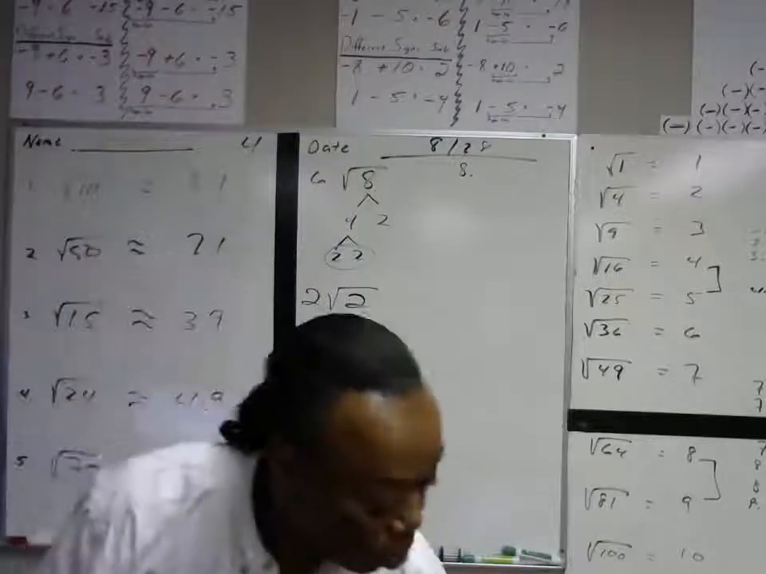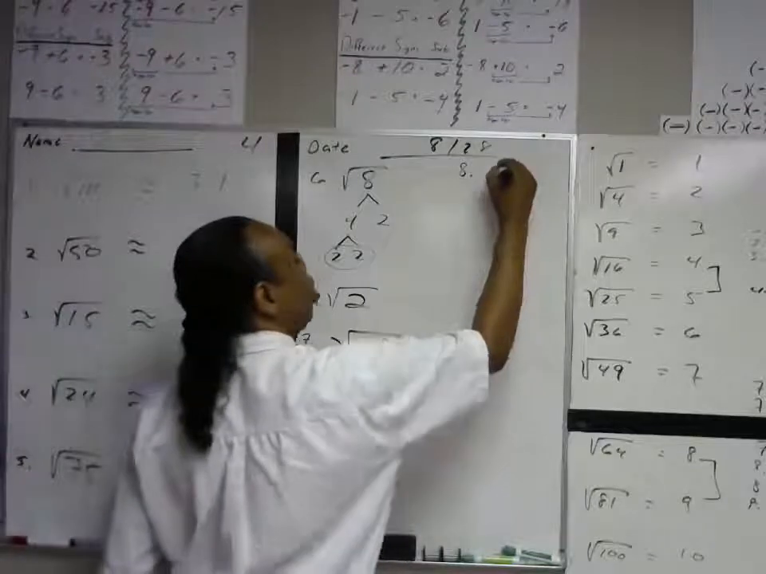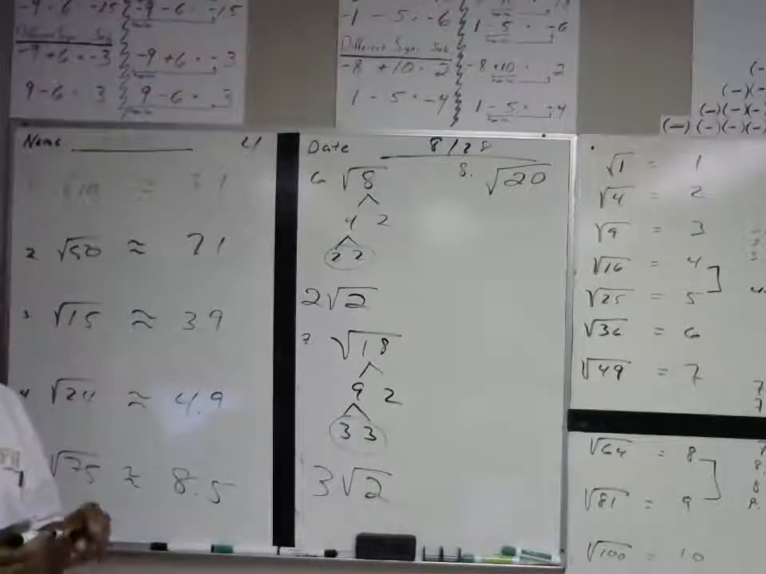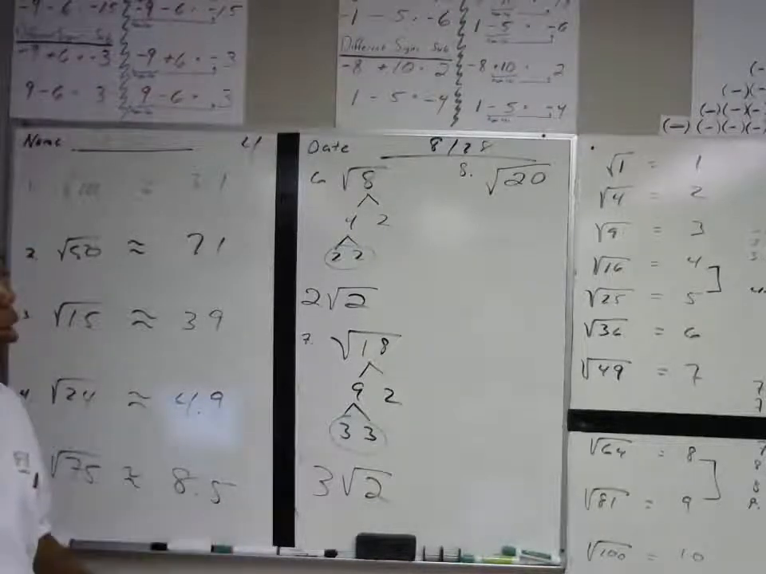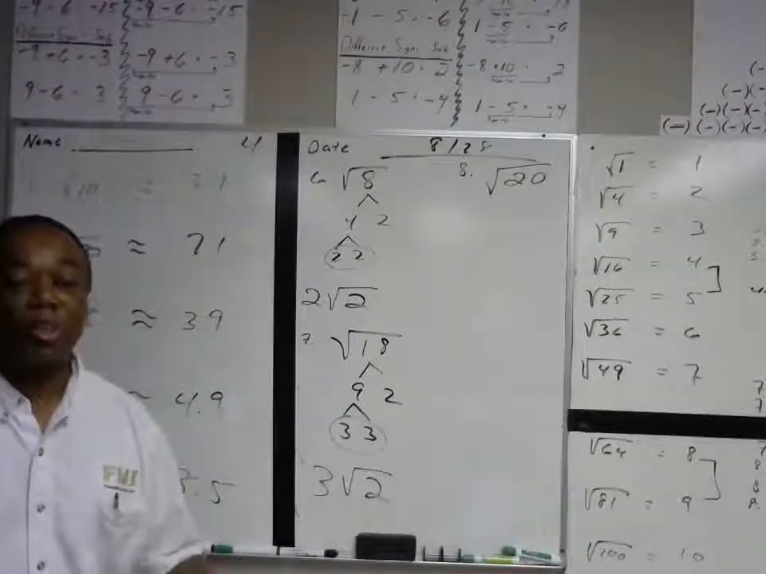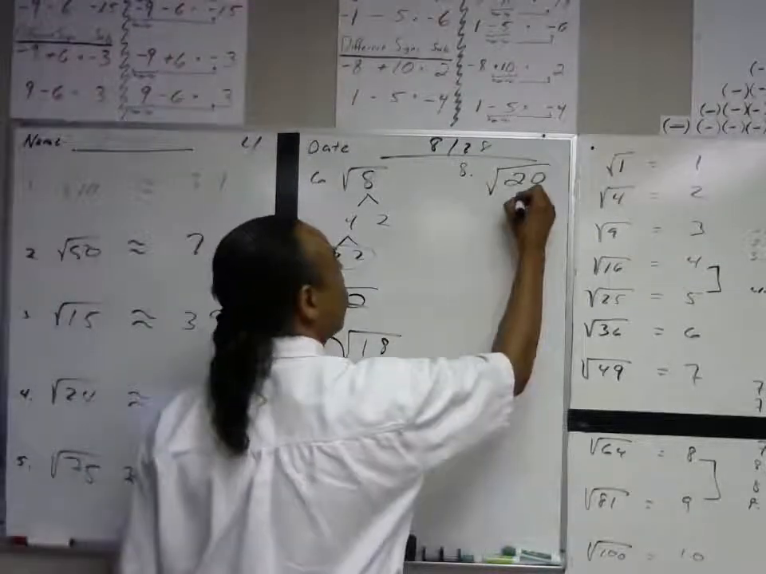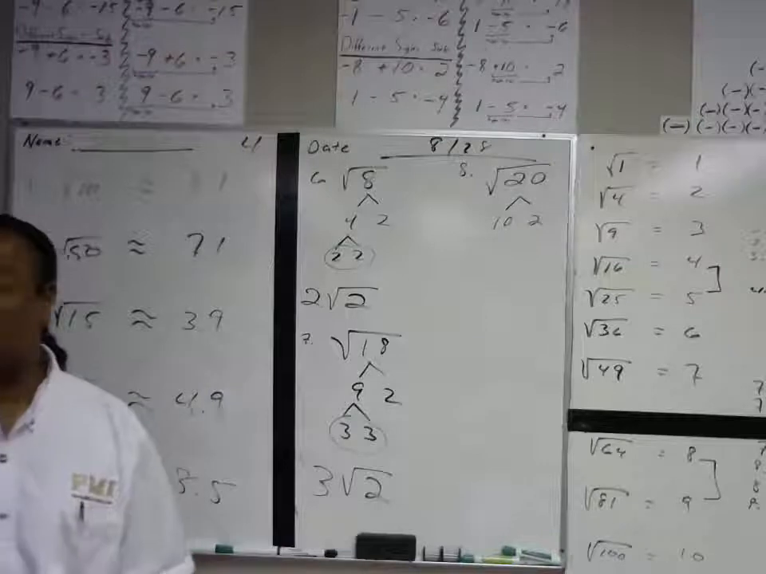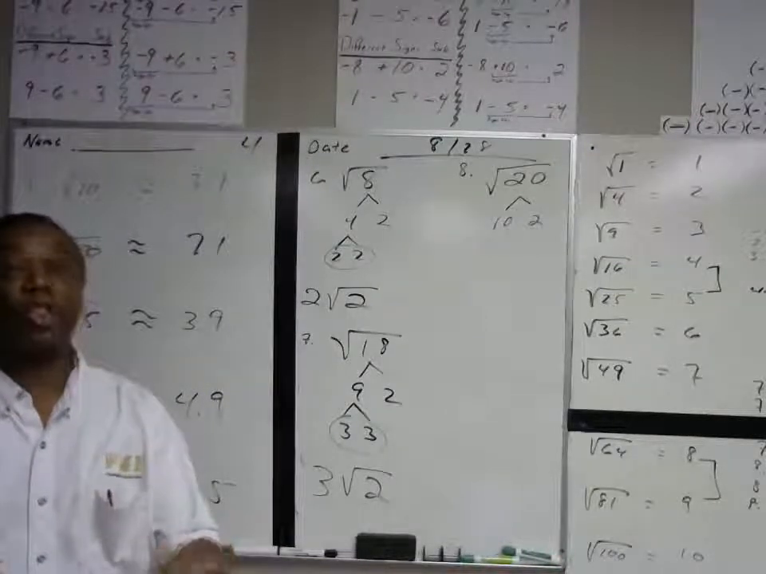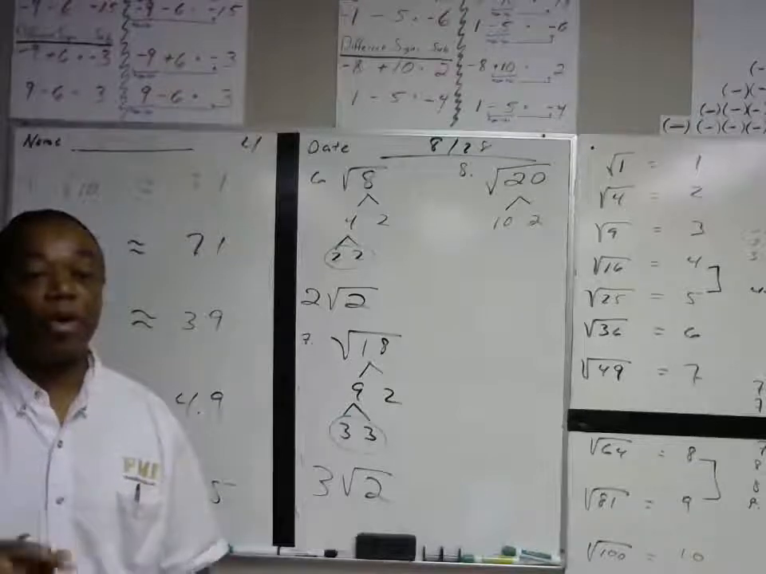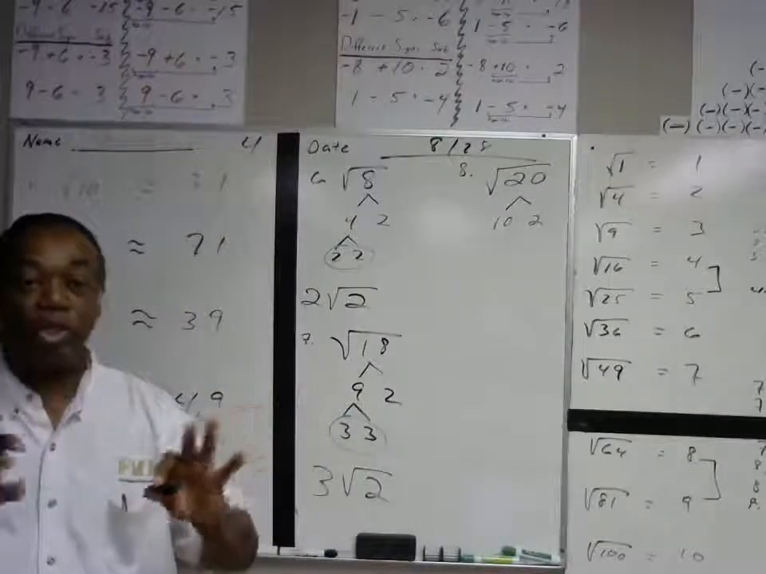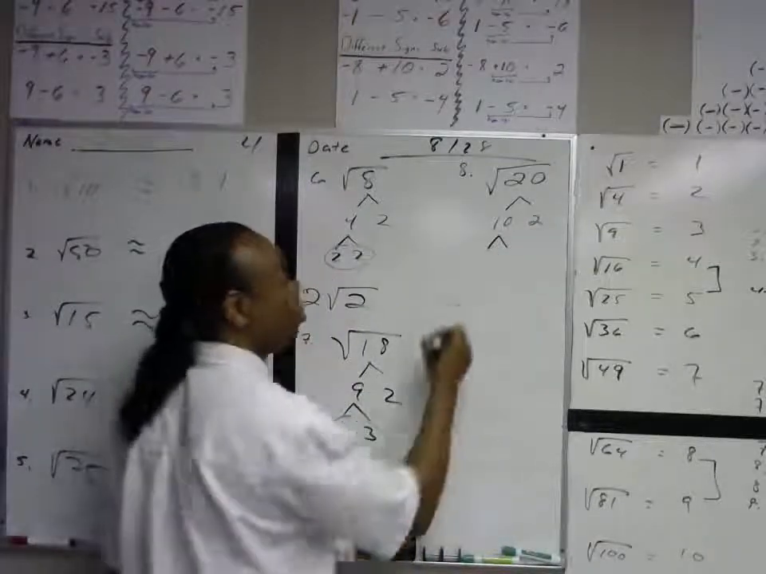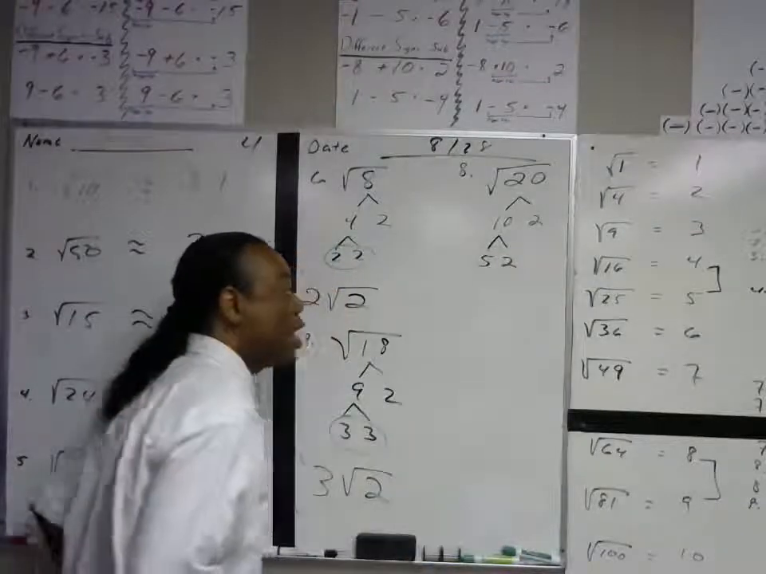Number 8, we have the square root of 20. First question is, what times what is 20? 10 times what? 2. Yes. So we'll start off with 10 times 2. Or 5 times 4. Yes, and there are plenty of choices. And there is no wrong choice, because when you do all your factor trees, all your factors, you'll get the same answers at the end. So 10 becomes 5 times 2. And that's as far as we'll go.